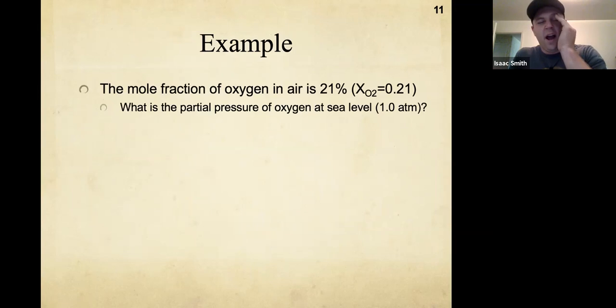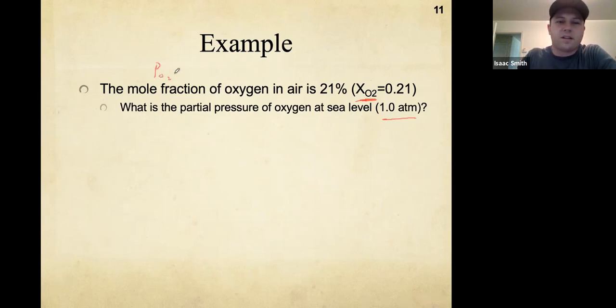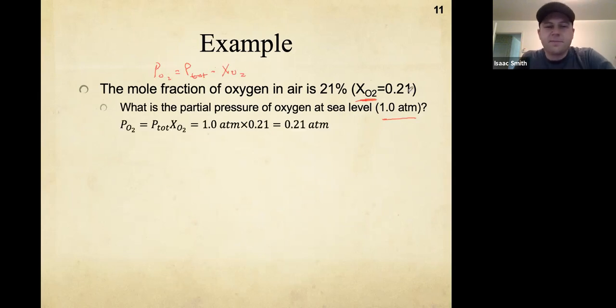So in this problem, we're given the mole fraction of oxygen in the air, which is 21%. Again, this is how you denote mole fraction, with an X. What is the partial pressure of oxygen at sea level? Again, we know that the pressure of oxygen is going to equal the total pressure times the mole fraction of oxygen. So it's going to be 1 times 0.21. So the partial pressure of oxygen is just 0.21 atmospheres, which makes sense because out of 1 atmosphere, oxygen makes up 21% of it.